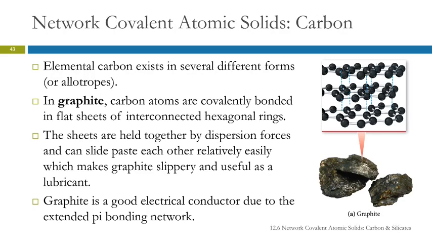So graphite is slippery. That's why it works well in your pencil lead, because as you push it across the paper, layers slide off and leave a mark behind. It's also used as a lubricant. It's a good electrical conductor because it has extended pi bonding across this. So in molecular orbital theory, we have pi bonding extending across, and so the electrons can move through that pi network and conduct electricity.